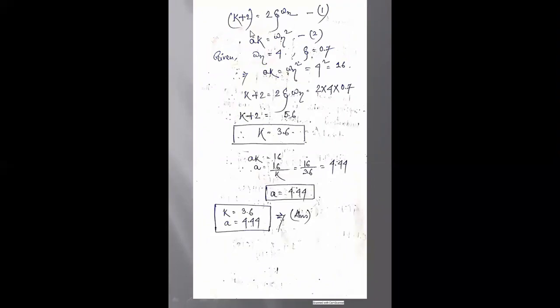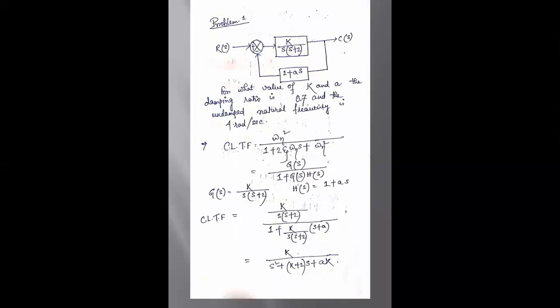Comparing those two equations, we get k plus 2 equal to 2 zeta omega n, and ak equal to omega n square. Omega n is given as 4 and zeta equal to 0.4. So ak equal to 16, that is 4 square. Then k plus 2 equal to 2 zeta omega n, putting those values, k is 3.6. And ak equal to 16, so a equal to 16 by k, 16 by 3.6, that is 4.44. So the value of k is 3.6 and the value of a is 4.44. By comparing those two equations, we can solve that particular problem.